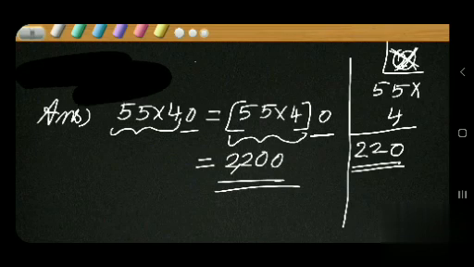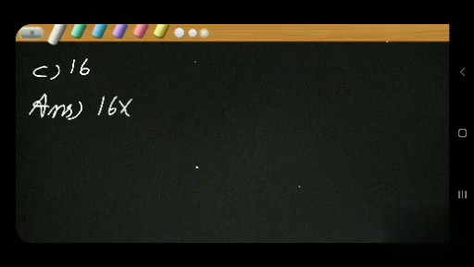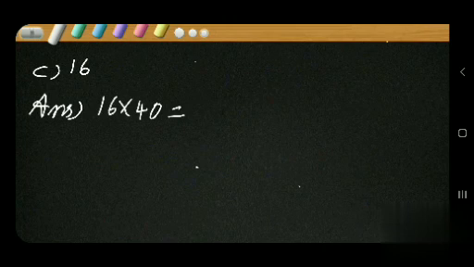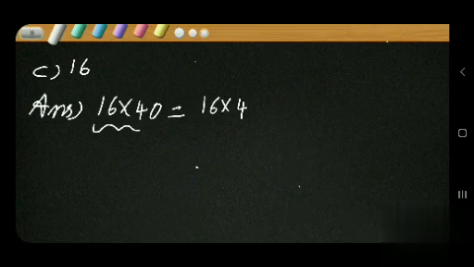Now let's try 16 into 40. The question is 16. So what we have to find out here? 16 into 40. How to find out 16 into 40? First, we have to multiply 16 into 4. And with this, how many zeros? Only one zero, because in 40 there is only one zero.